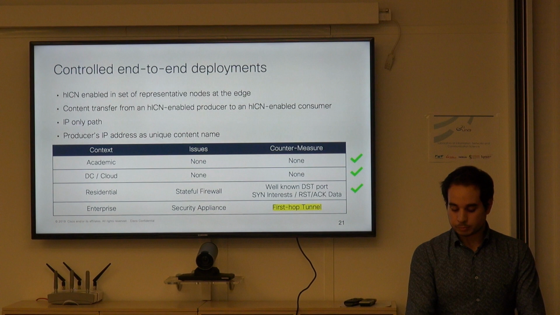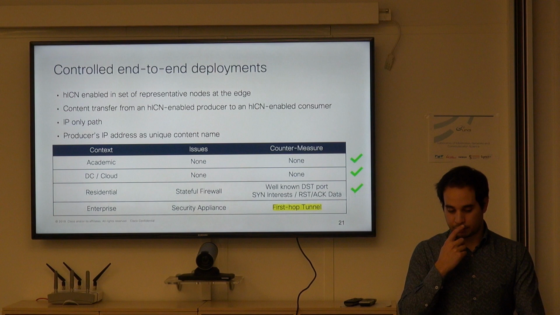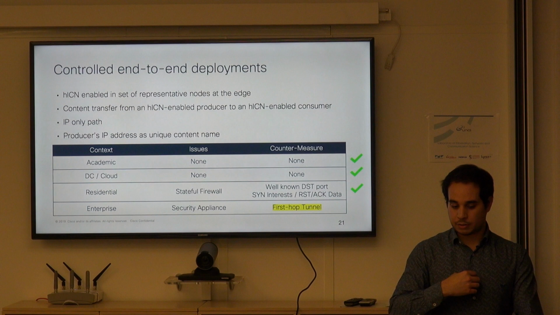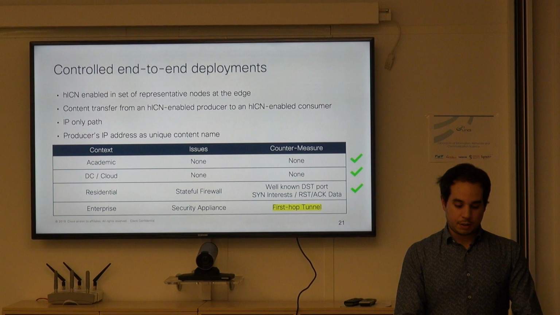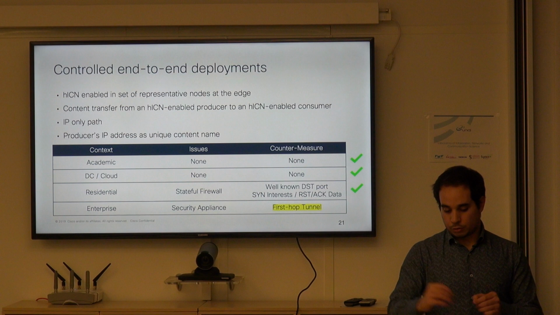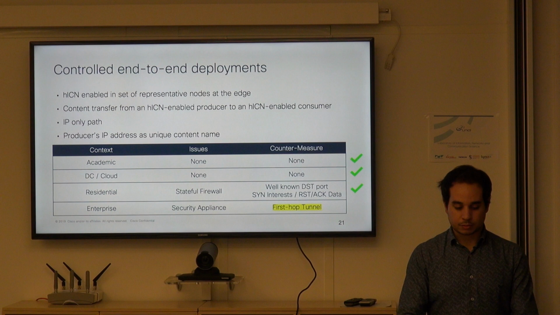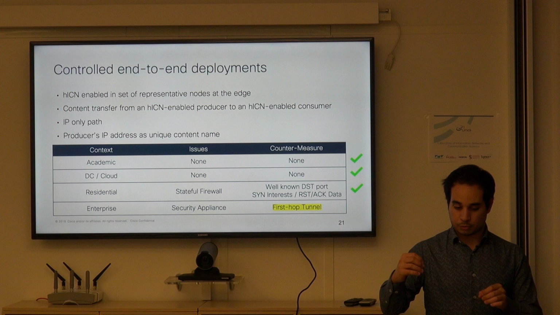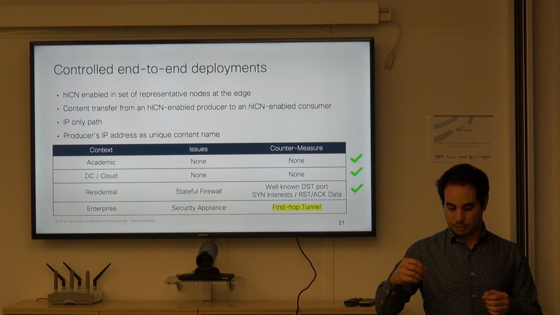At the beginning, we were using the TCP handler. So what we did is set the SYN flag in the interest and the RST flag in the data, so that those packets look like the start of a TCP connection. In the case of the enterprise, where you have a security appliance, since the security appliance mangles the TCP sequence number, this is not compatible with HCN because it changes the HCN name. So we used a first-hop tunnel for forwarding those packets, and this tunnel can be limited to the first hop, because, thanks to the hop-by-hop nature of HCN, the packet can then be forwarded normally without additional tunnels.